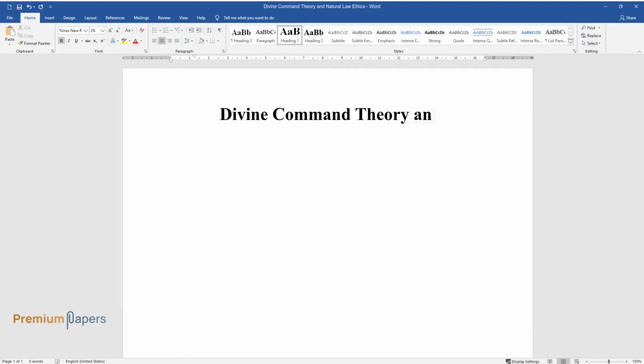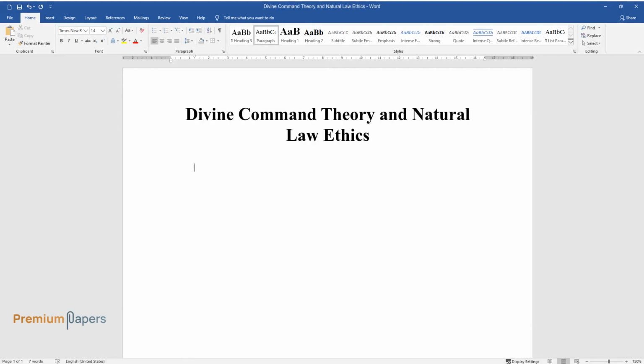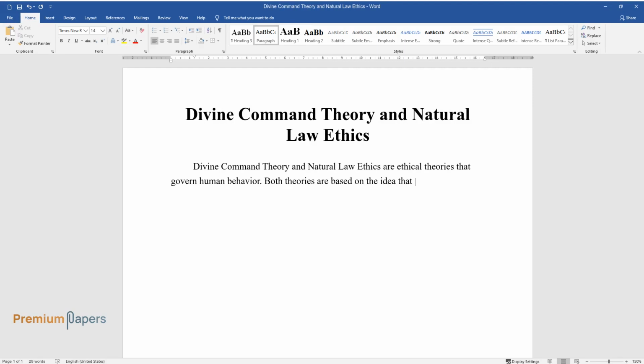Divine command theory and natural law ethics. Divine command theory and natural law ethics are ethical theories that govern human behavior. Both theories are based on the idea that an ethical system is a set of rules that govern human conduct. However, these two theories differ in several ways.